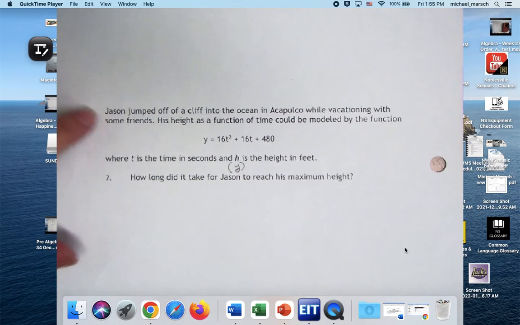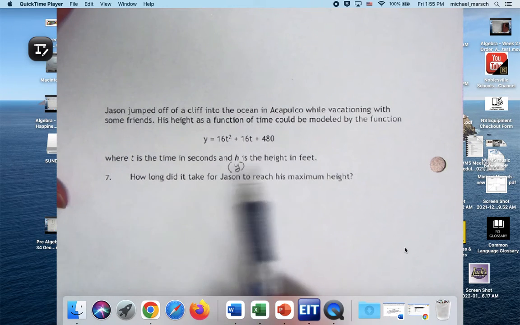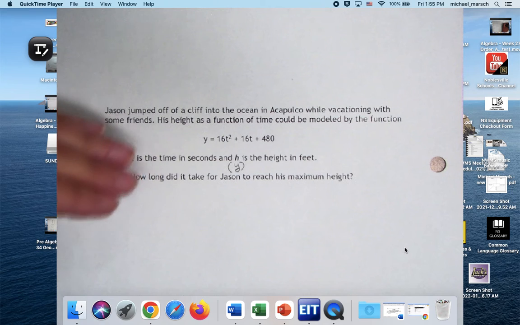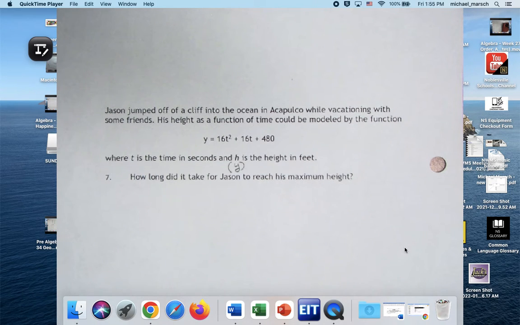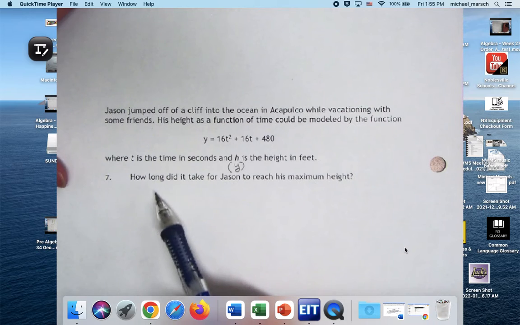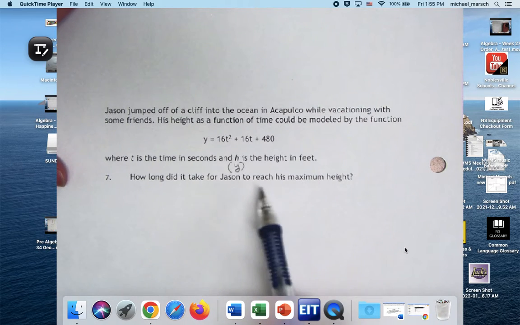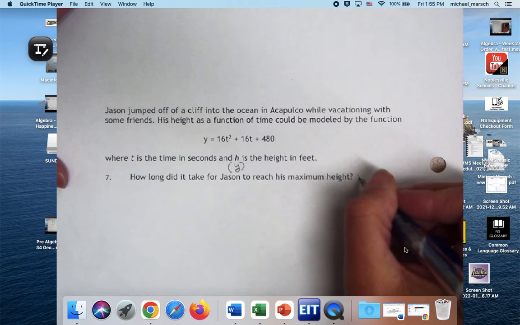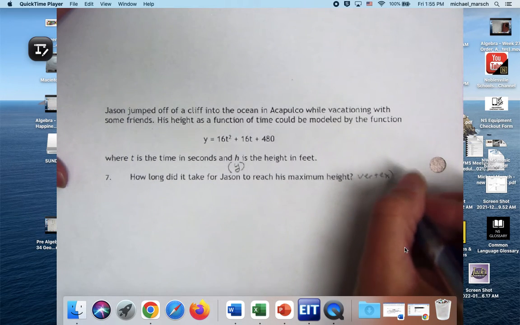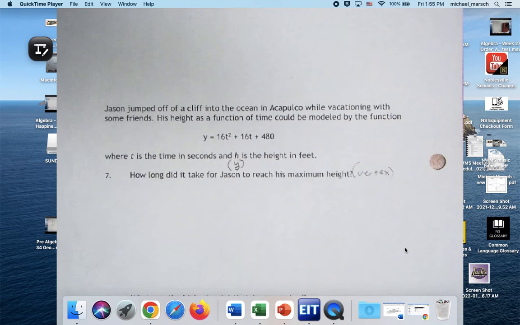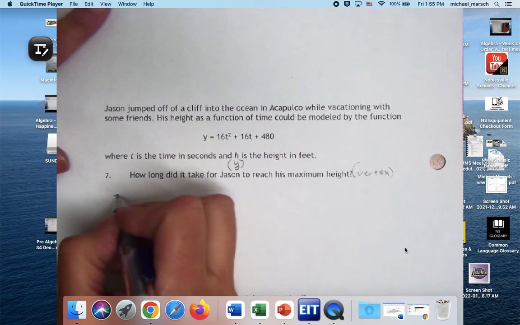All right, so we have somebody doing cliff diving, cliff jumping, whatever. People do crazy things when they're on vacation. This is the height of when he's jumping off of the cliff. We know he's going to go up and then come down, because when you jump, you go up. He's not just falling. This says, how long did it take for Jason to reach his maximum height? This is where we need the vertex, because we need to know how many seconds after he jumped it took him to get up to his peak height. So this is where we'll do opposite b over 2a.